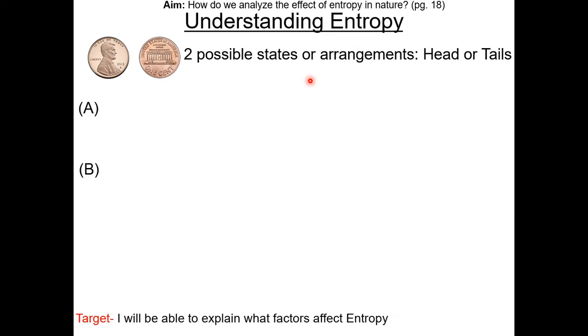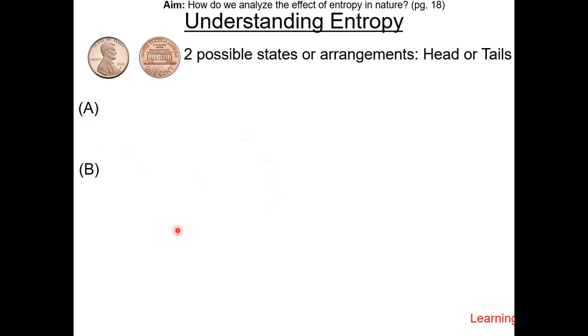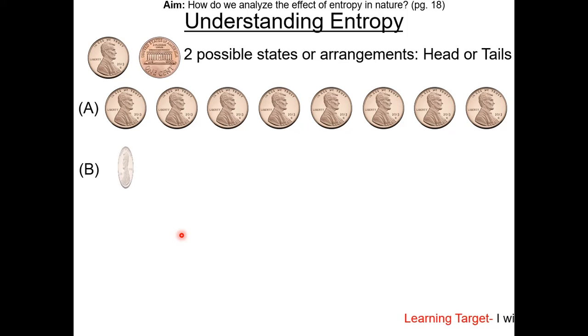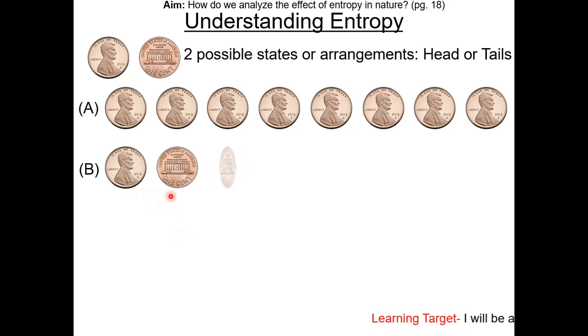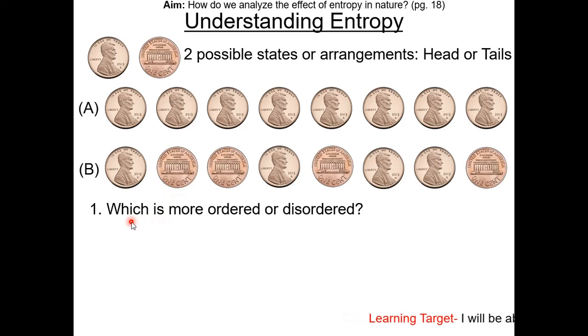Let's look at one more example to help you understand entropy. Let's say we have a system with 2 possible states or arrangements, heads or tails. Let's look at the first scenario, in which we get all heads. In the second scenario, we get a different amount of heads and tails. Question 1. Which is more ordered or disordered? Scenario A will be more ordered because it only has one possible state, all heads. But scenario B will have more disorder because it has a mix of heads and tails.